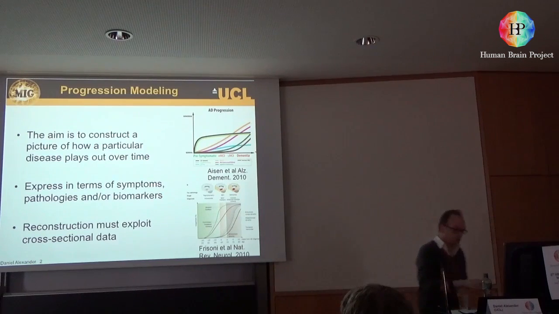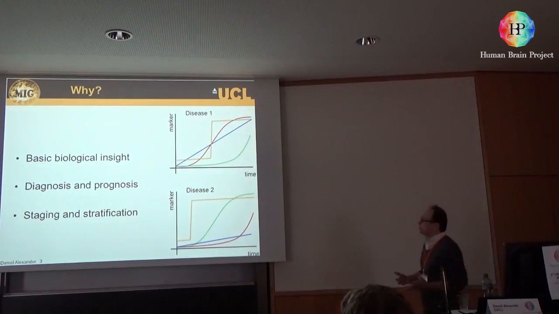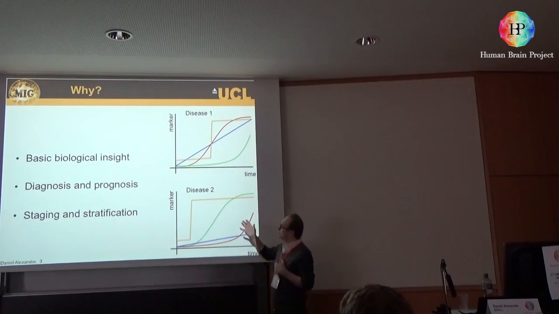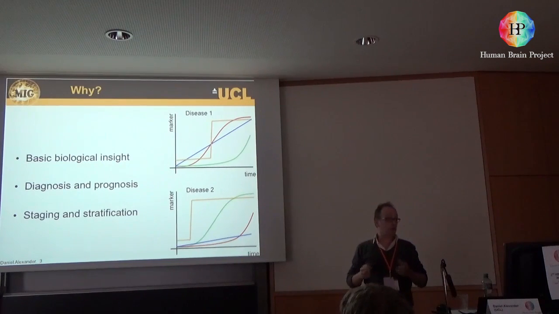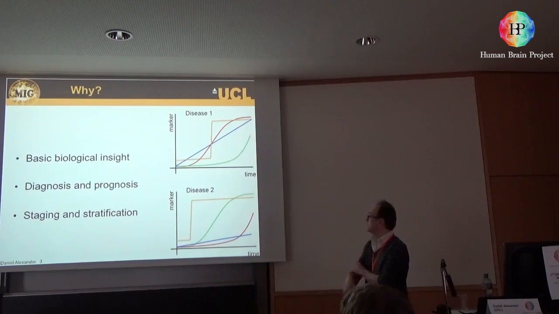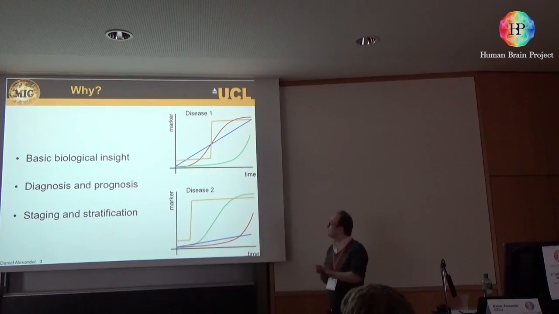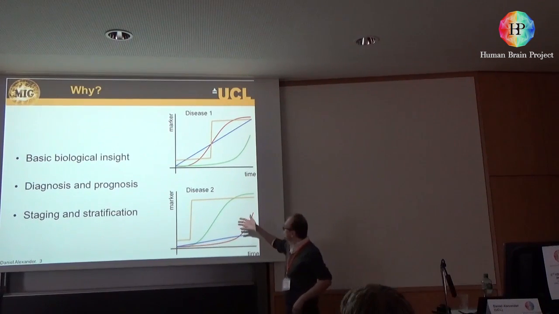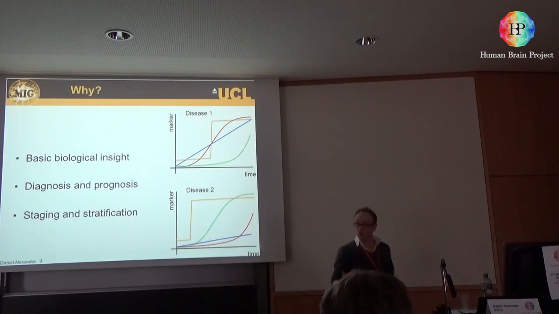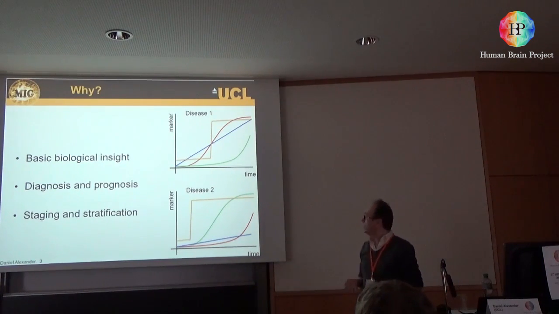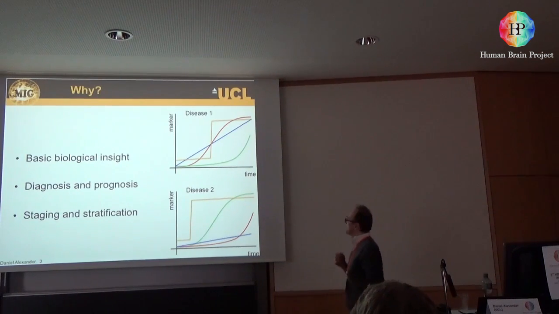So that's what I'm going to talk about, various ways of doing that. Why would we want to do this? First of all, I think reconstructing these patterns of disease gives us some basic biological insight, a bit of disease understanding. But there are also more pragmatic reasons: if we can construct models like this for various diseases, we can use them to underpin computer-aided diagnosis and prognosis systems.